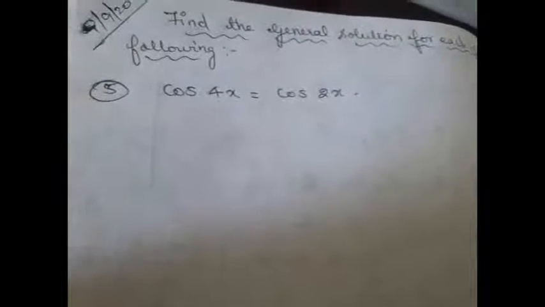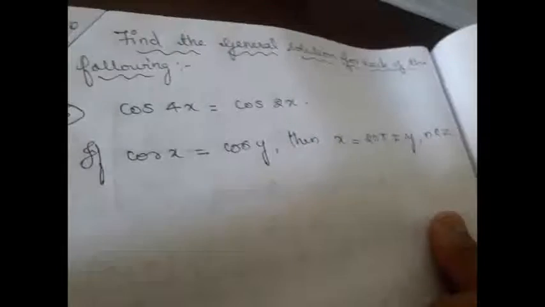Now let us continue with our exercise 3.4. Now the fifth question, they asked you to find the general solution. The question is cos 4x equal to cos 2x. The question itself is in the form of cos x equal to cos y. So if cos x equal to cos y, then what is the solution? x equal to 2n pi plus or minus y, where n belongs to z.